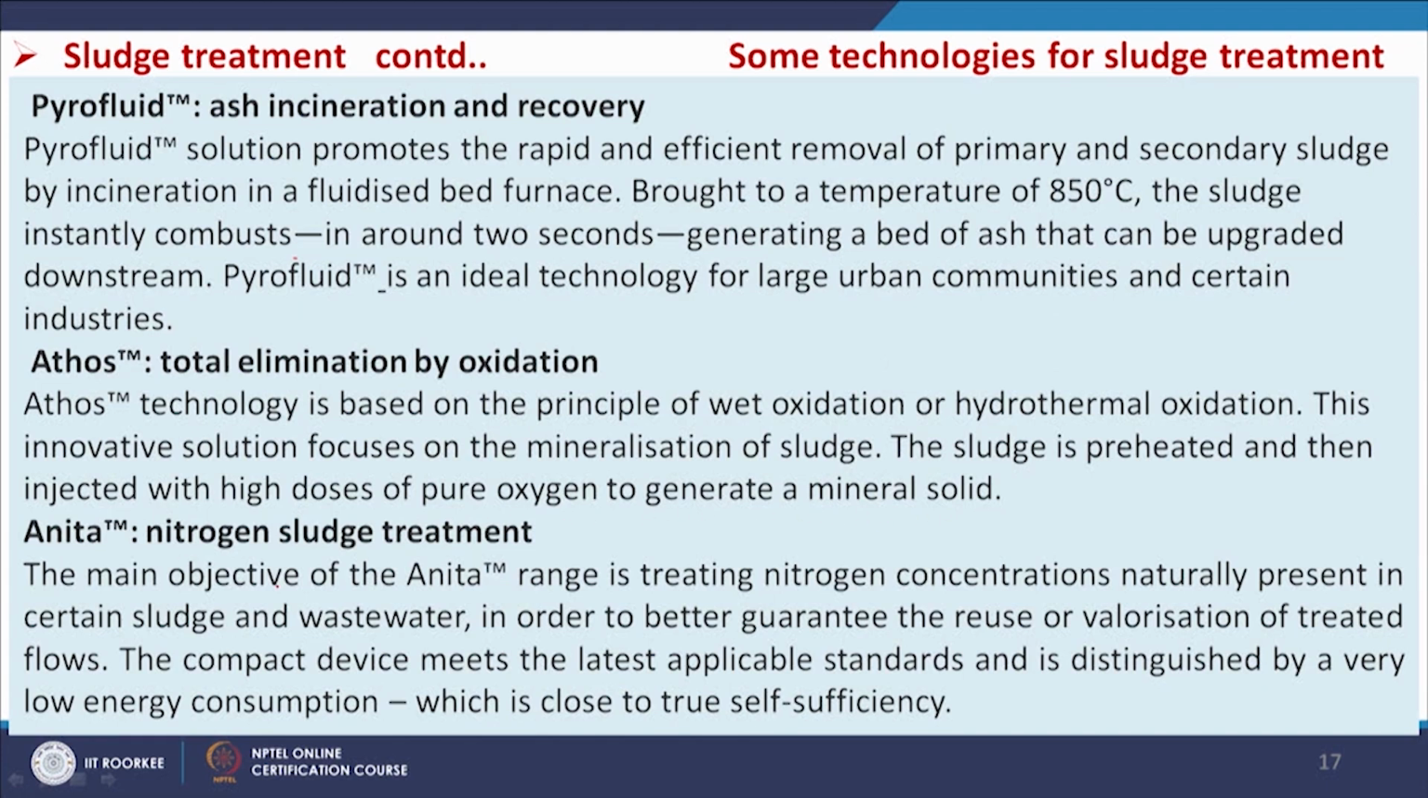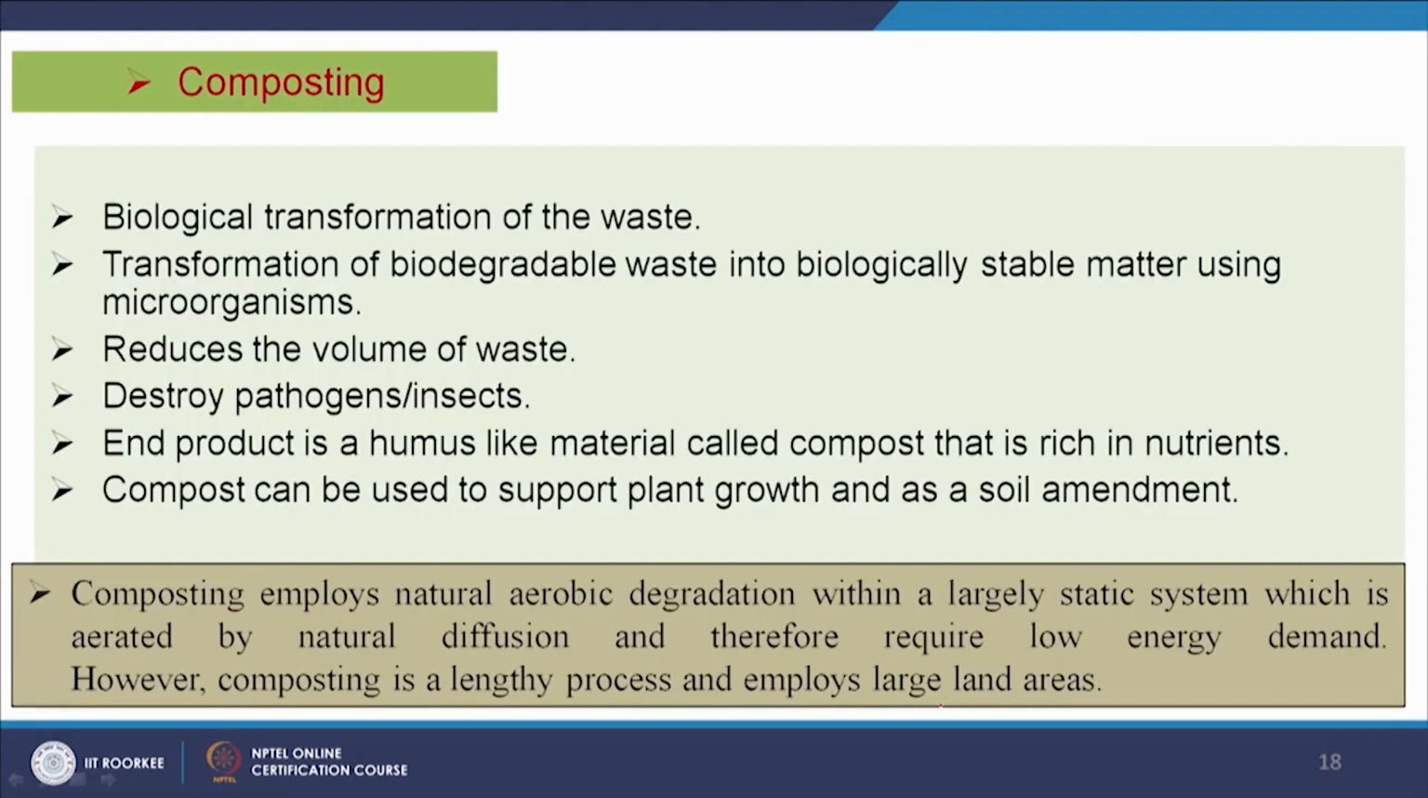And Anita TM, this is nitrogen sludge treatment. Basically, the main objective of the Anita TM range is treating nitrogen concentrations naturally present in certain sludge and wastewater, in order to better enable either reuse or valorization of treated flows. The compact device meets the latest applicable standards and is distinguished by a very low energy consumption, which is close to true self sufficiency. Now, we will discuss composting.